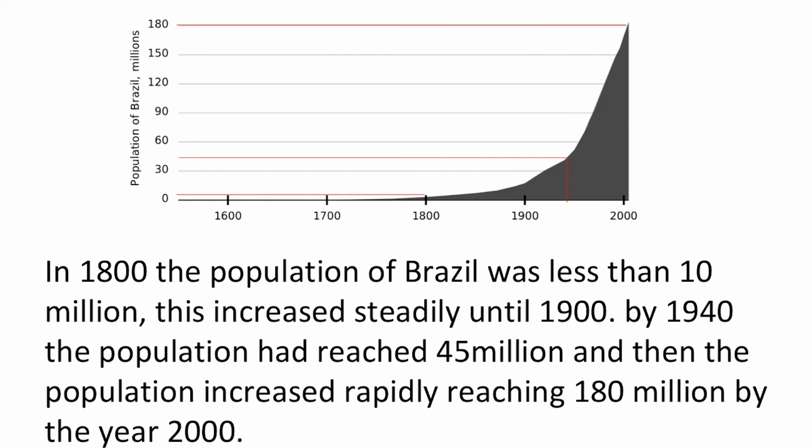Here's our graph now. Notice the red lines. I've tried to draw on to the axis so I can see clearly the population changes. As you can see, in 1800 the population of Brazil was less than 10 million. This increased steadily until 1900. By 1940, you can see that the population has reached 45 million, and then the population increased rapidly, reaching 180 million by the year 2000. Take a look at my response carefully. I've included data, I've included the phrase increased steadily and increased rapidly.